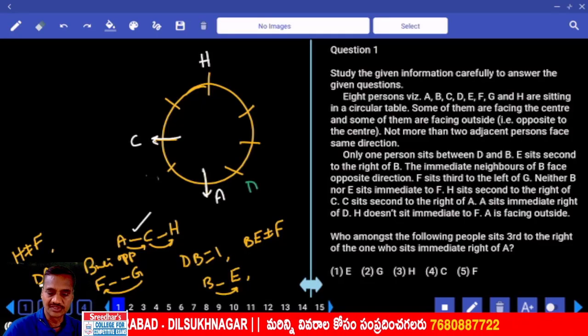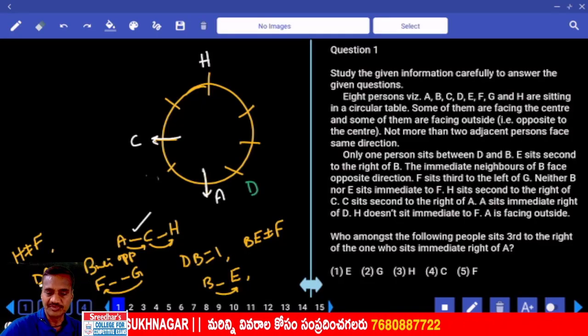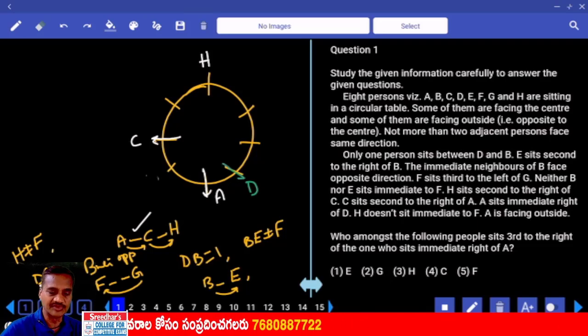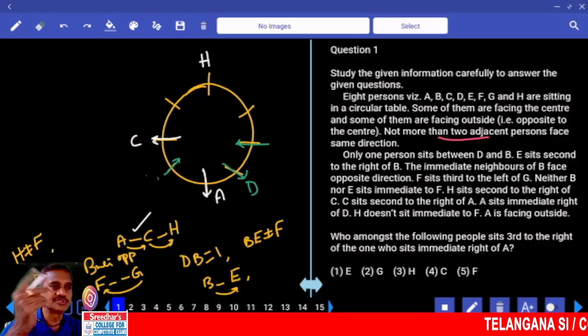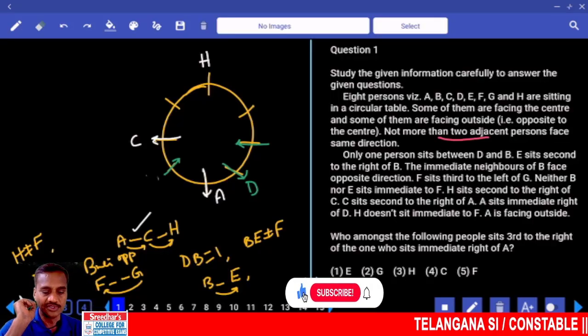Now D is here, then what is the other information we have? A sits to the immediate right of D, so D must be away from the center. Clear? If A and D were like this, then these two persons must be towards the center. Why was it so? Because not more than two adjacent persons face the same direction. Isn't it?